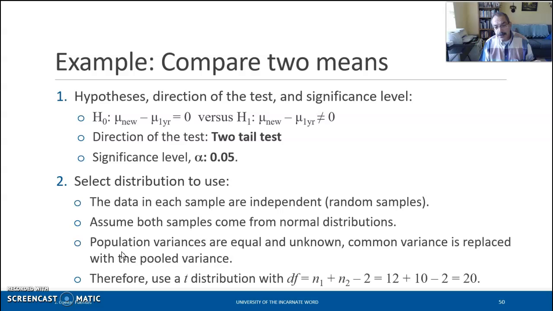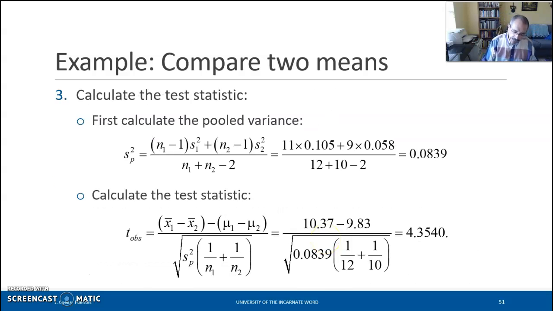Also, the population variances are shown to be equal, but we don't know what they are, and they are going to be replaced with the pooled variance because the variances are assumed to be equal, and we demonstrated statistically they are equal. So with these conditions, we know we're going to use a t-distribution with degrees of freedom of sample size 1 plus sample size 2 minus 2, which in this case is 20 degrees of freedom. Once we have determined that we're going to use the t-statistic, we know that we need to calculate the test statistic.